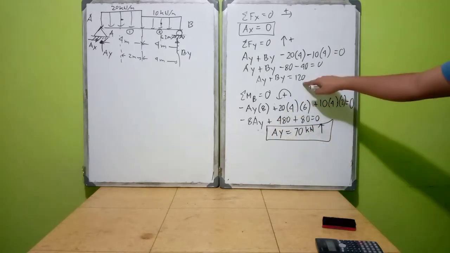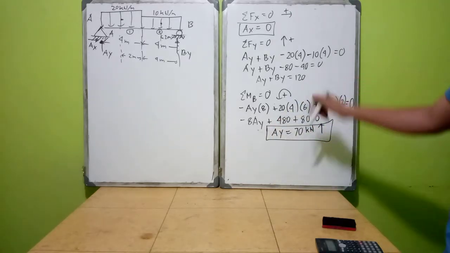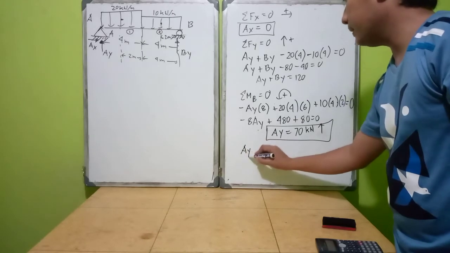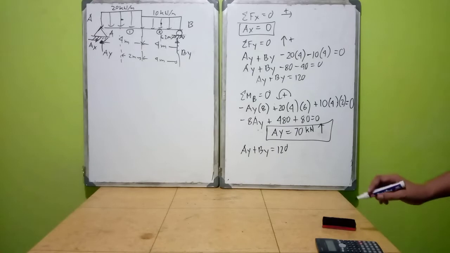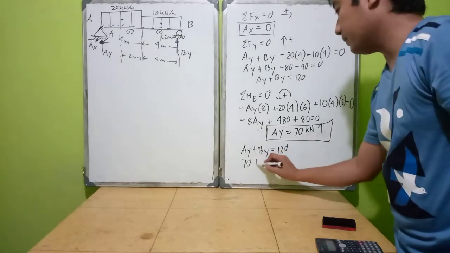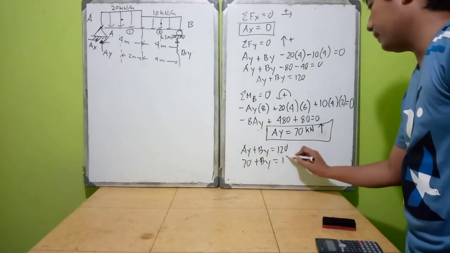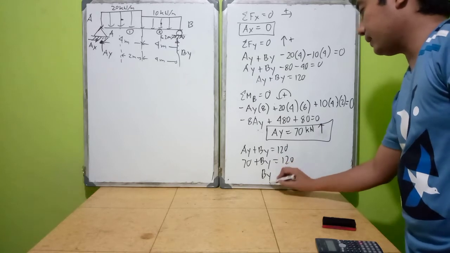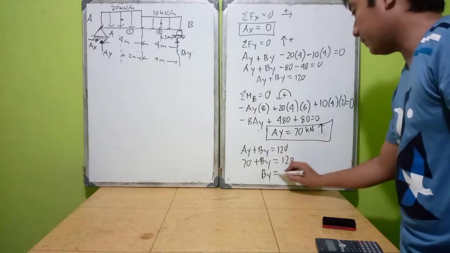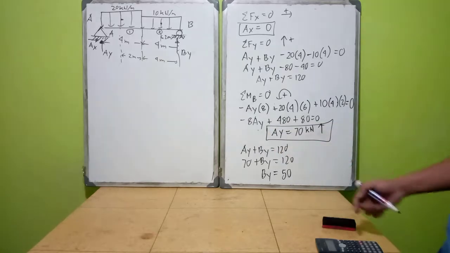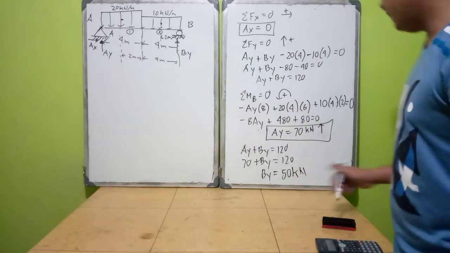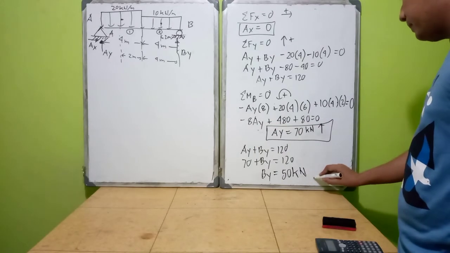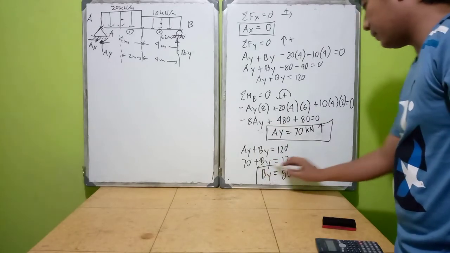And then we revisit this formula. Okay, so we have the formula Ay plus By equals 120. Your Ay is 70, so we can find your By. Your By is 120 minus 70, which is equal to 50 kilonewton. Since this is positive, our first assumed direction of your By is correct. So By is 50 kilonewton upward.